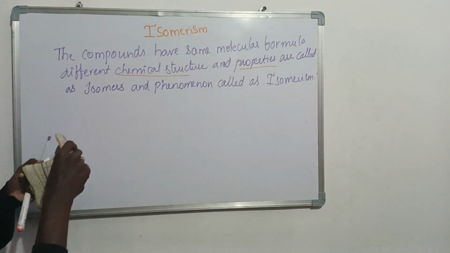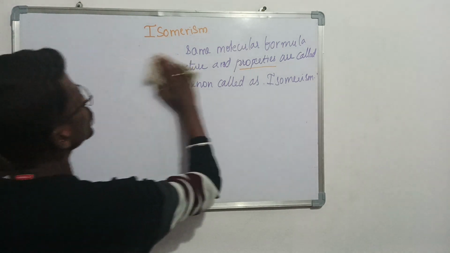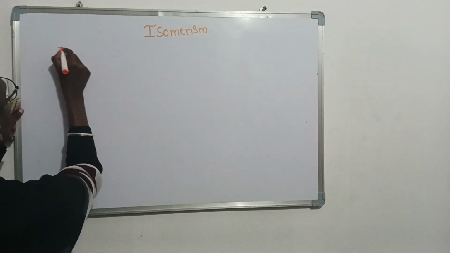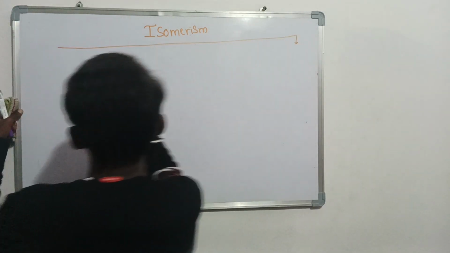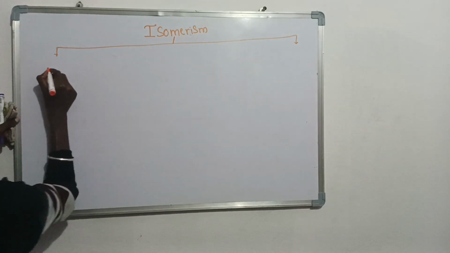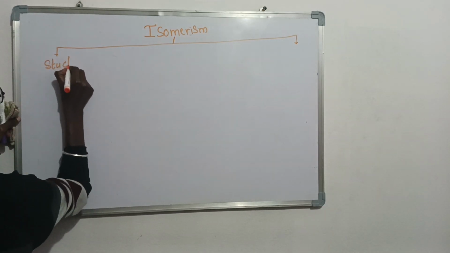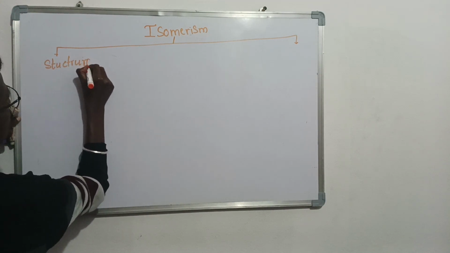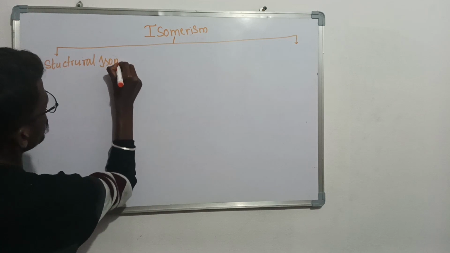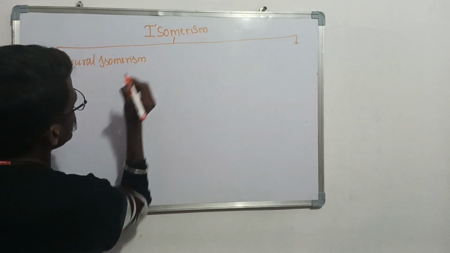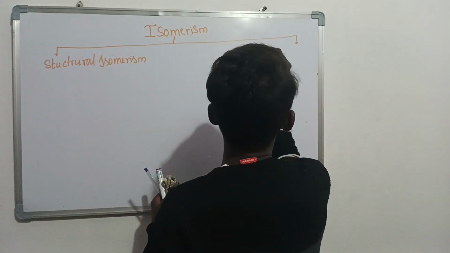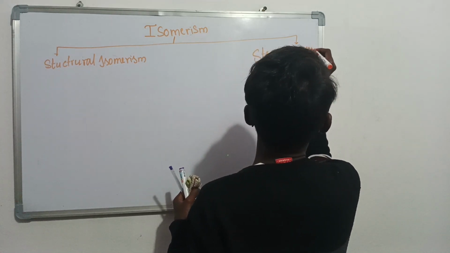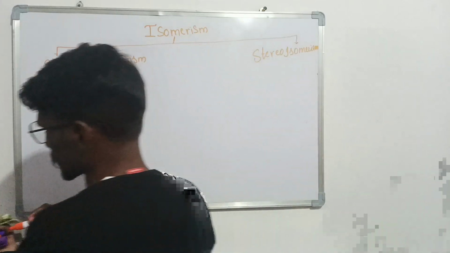Then this isomerism is again divided into two types. One is structural isomerism, and the second one is stereoisomerism. So what do you mean by structural isomerism?